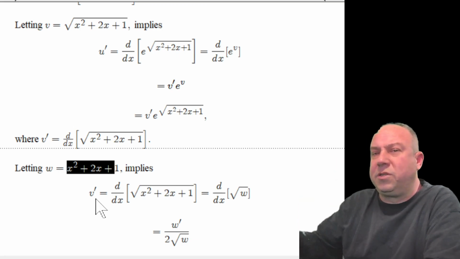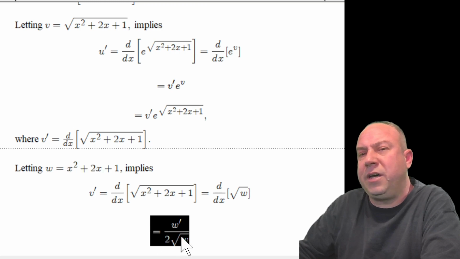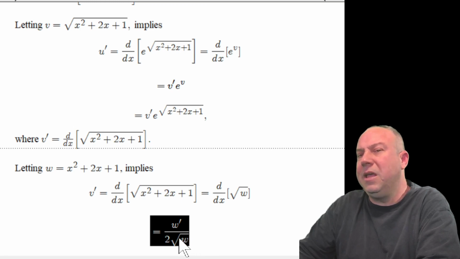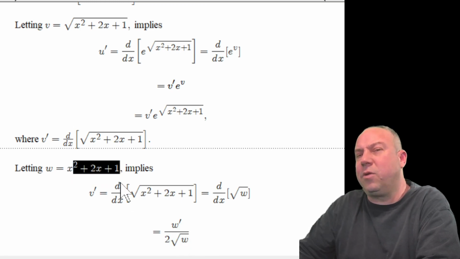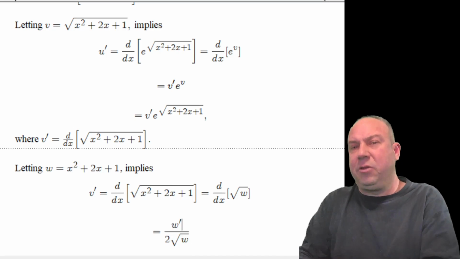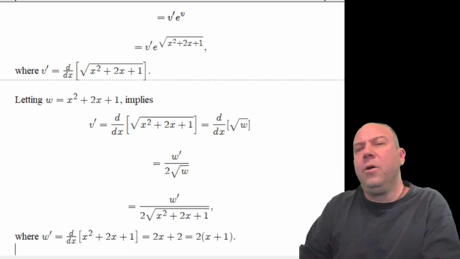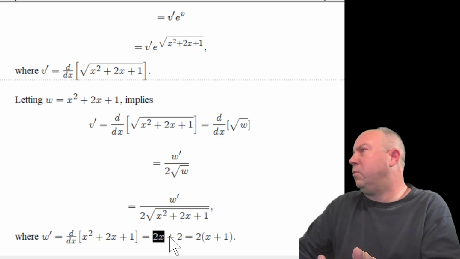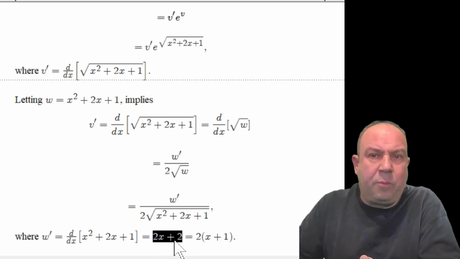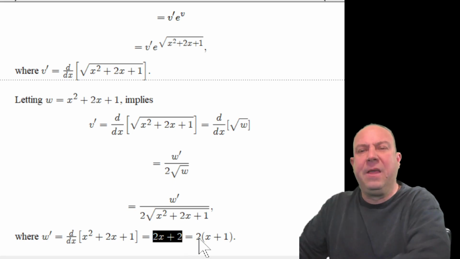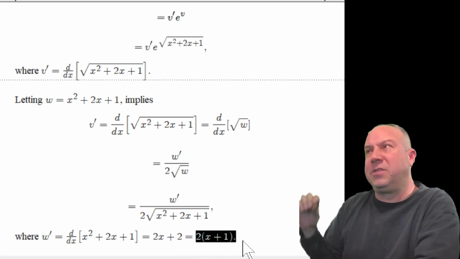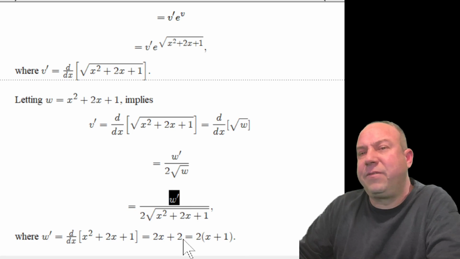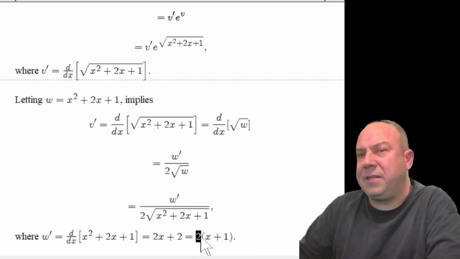Where we know from the rules above for the square root function, this is equivalent to w prime over 2 times the square root of w. Again, w we know is the quadratic, x squared plus 2x plus 1. As for w prime, finding the derivative with respect to x for that quadratic falls upon some fundamental rules for finding the derivatives of polynomials, which gives us 2x plus 2, which I might as well factor as 2 times the quantity x plus 1. Because you notice if I plug that above in for w prime, the 2's will end up canceling.